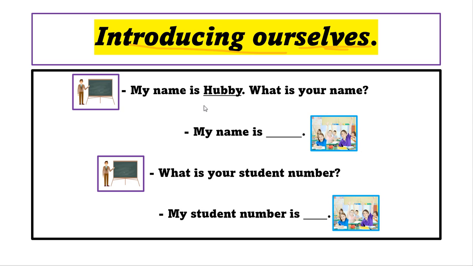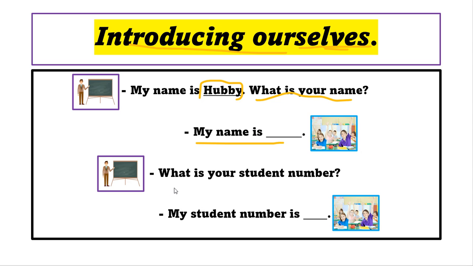So again, my name is Habi. This is my name here. Okay, Habi. So what is your name? My name is... Okay, so your name is Papaw. Your name is Araya. Your name is Lakti. So that is the name.